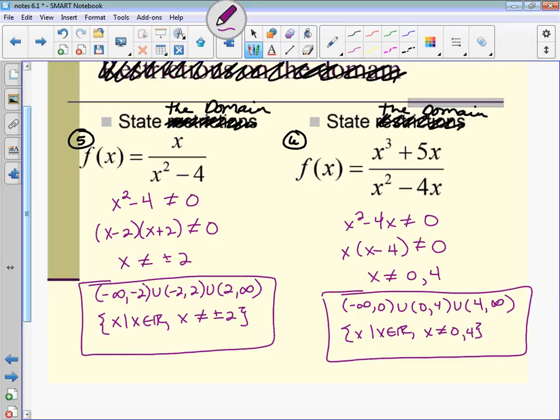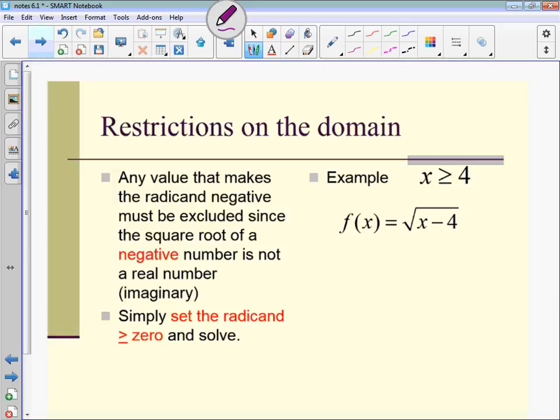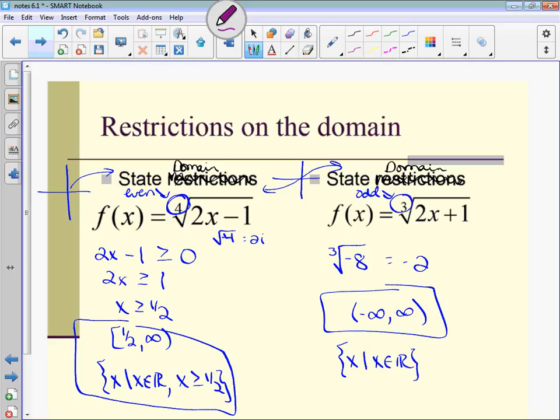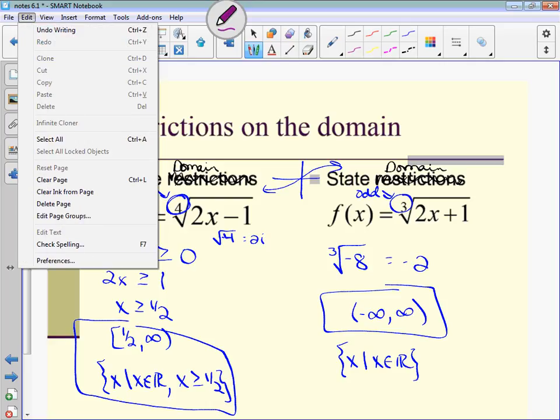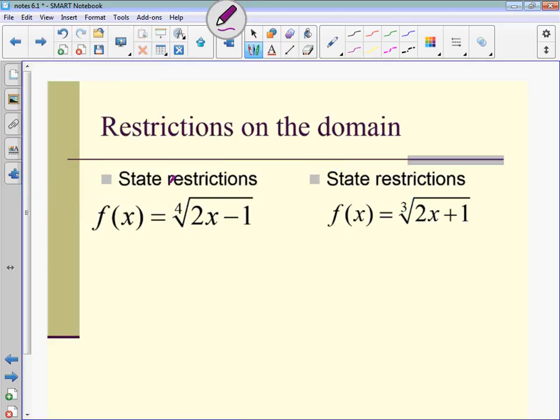All right, ready for more? Okay, so again, ignore all of this. We're stating the domain again. So jot them down. What is it, 7 and 8? Give me a second to write both.